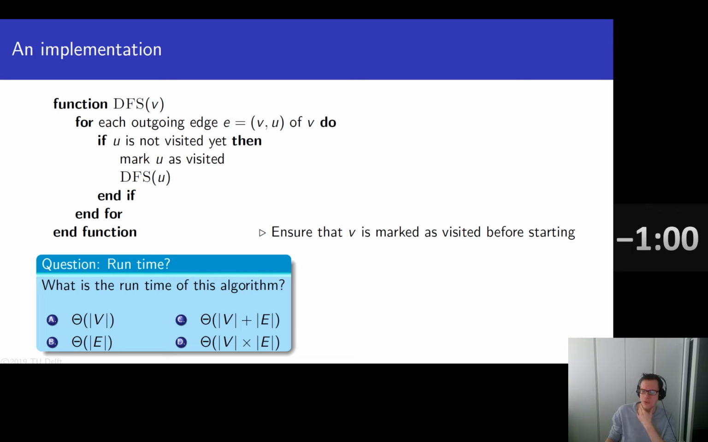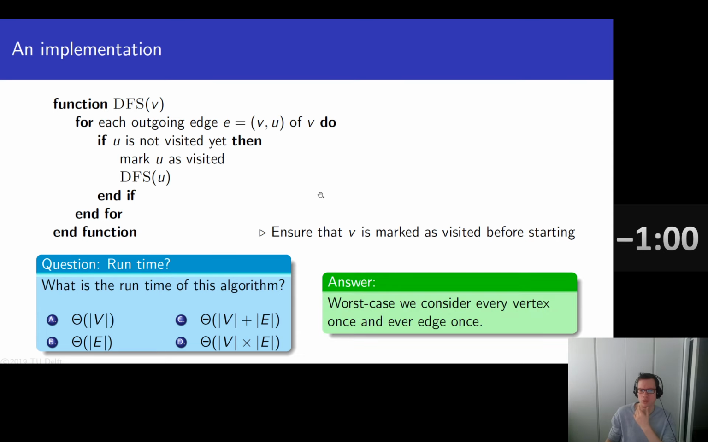Well, what we do here is we make one more observation. Yes, worst case, we consider every vertex, and for every vertex, all its edges. And yes, worst case, every vertex is connected to every other vertex, so that would make it V squared. But we can be a bit more precise. If for every vertex we consider all of its edges, then that means we consider all of the edges. And that's why answer C is the right answer.